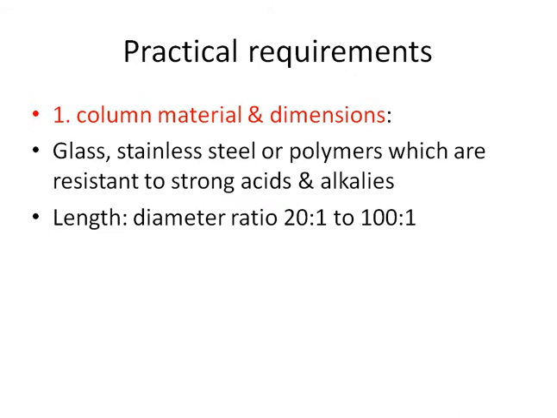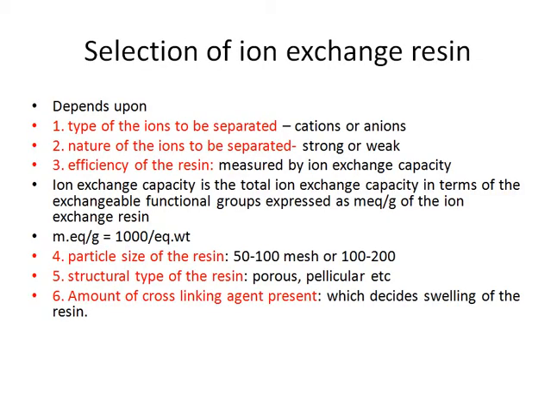Hence an optimum quantity of cross-linking agent should be added to the polymeric ion exchange resin for the separation to be effective. Practical requirements: column materials and their dimensions, such as glass, stainless steel, or polymer resistant to strong acids and alkalis. Length to diameter ratio is 20:1 to 200:1. Selection of ion exchange resin depends upon the ions to be separated and their nature, and on strong and weak cations and anions.